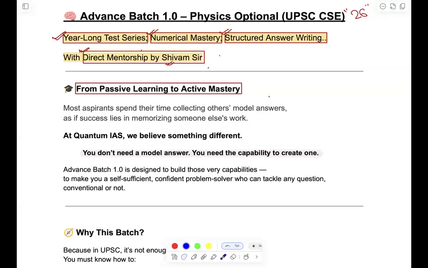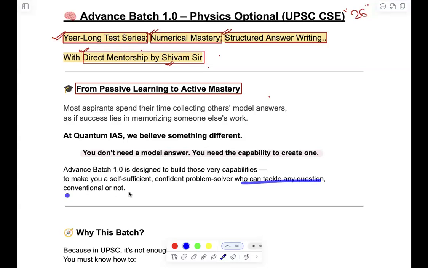Advanced Batch 1 is designed to build those capabilities, to make you a self-sufficient, confident problem solver. Because when you write in the examination, there's no one to check it. You're not going to recheck whether you have done it correctly or not. You have to bring the confidence that if you have solved something, you have solved it correctly. This is what we have to work upon, right?